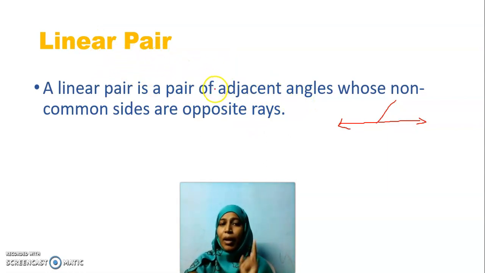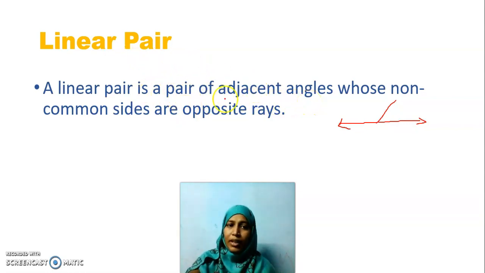I can define linear pair in two different ways. Adjacent angles which are supplementary are called a linear pair. The other way is a linear pair is a pair of adjacent angles whose non-common sides are opposite rays. See, this ray OA and OB are opposite rays. Is it clear? This is in one direction, this is in the other direction. So if I add those two adjacent angles, what angle will I get? Surely you should have 180 degrees.